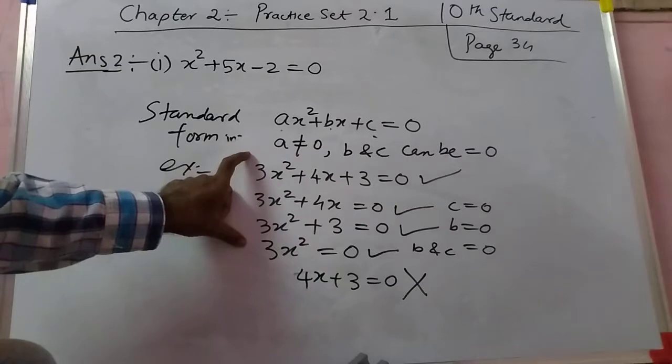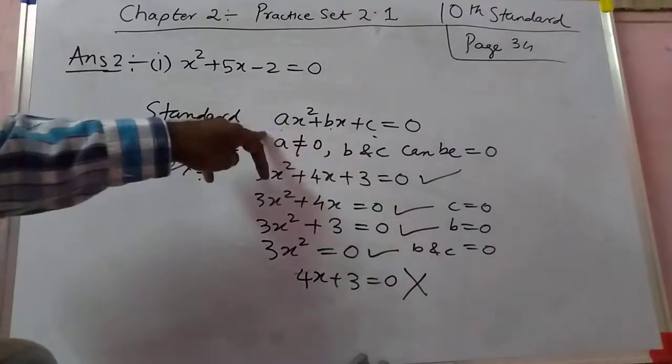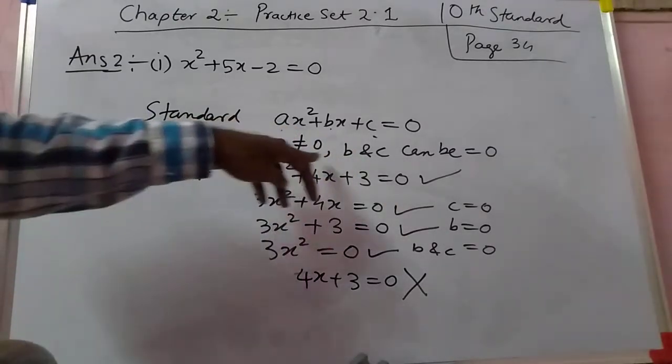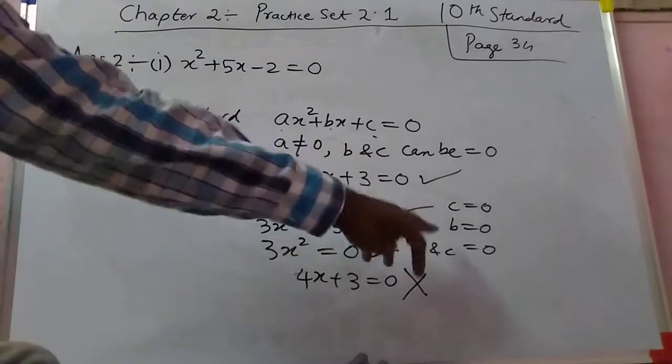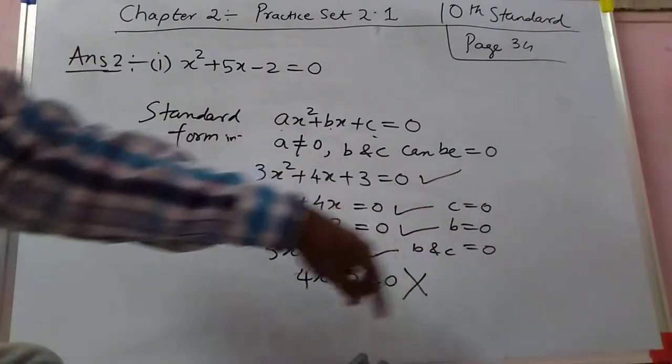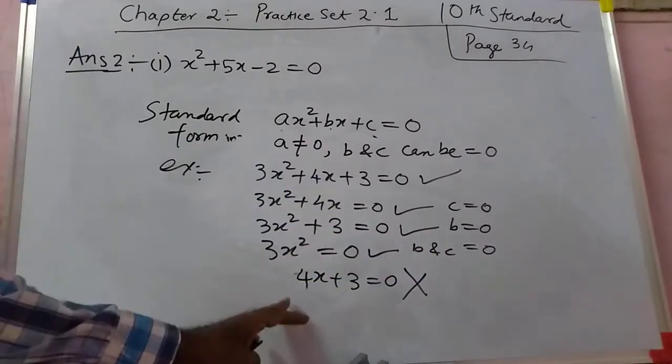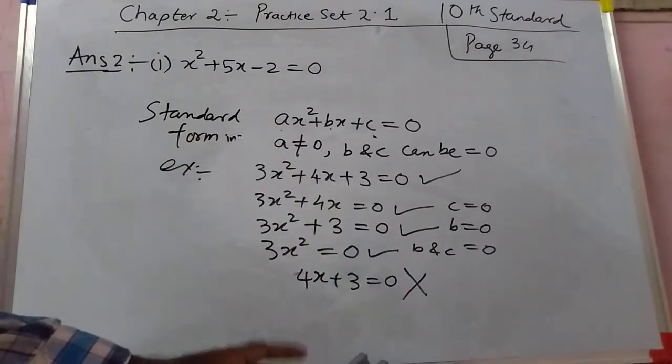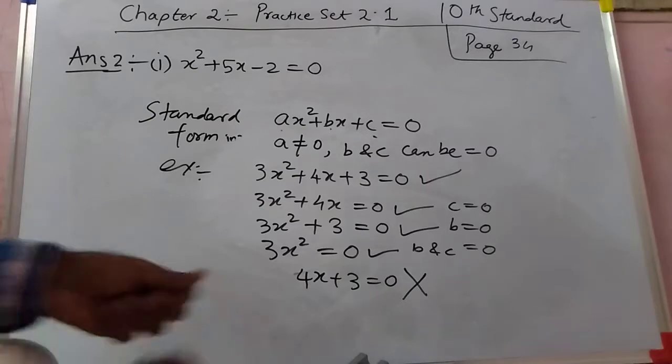So these are all the possibilities. a नहीं 0 हो सकता, बाकी b and c 0 हो सकता है. It can become 0. b and c can be 0. c is 0, b is 0. Both b and c can be 0, but a cannot be 0. So this is the basic. Okay.